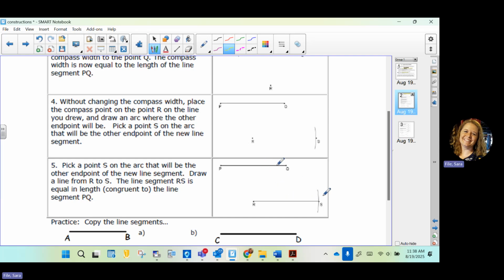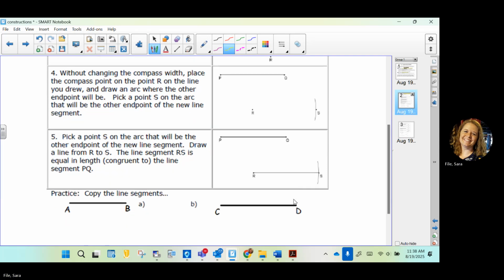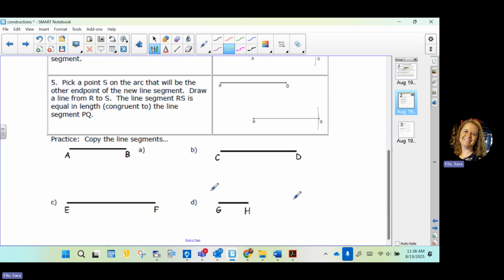We kind of understand that? And we're going to practice with these four. I'm going to walk you through the first one here, and then y'all are going to try some on your own. And Ms. Bogus and I will walk around and help, okay?